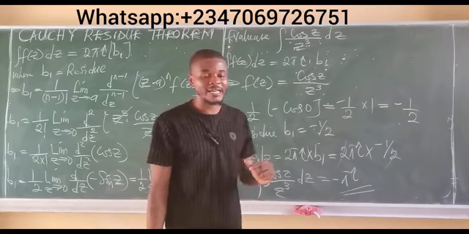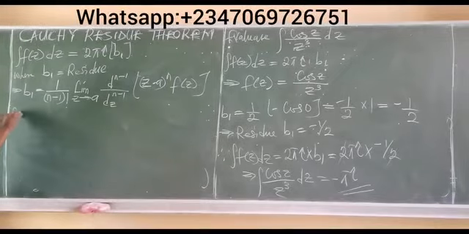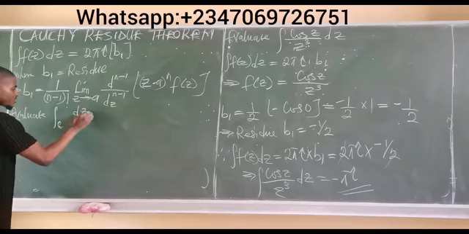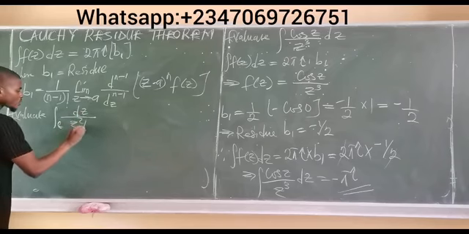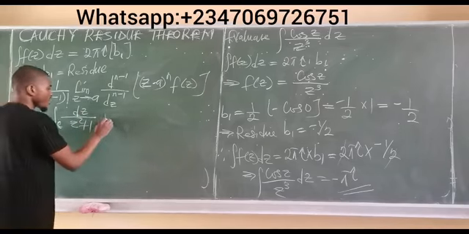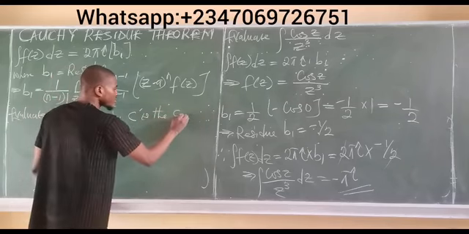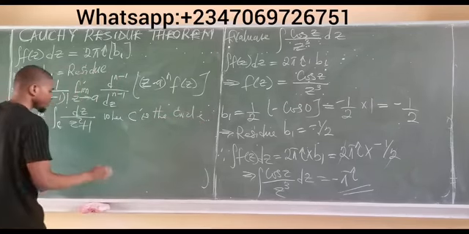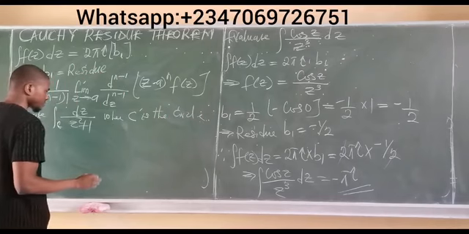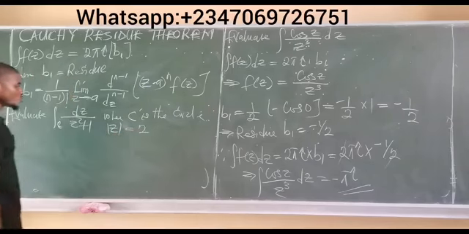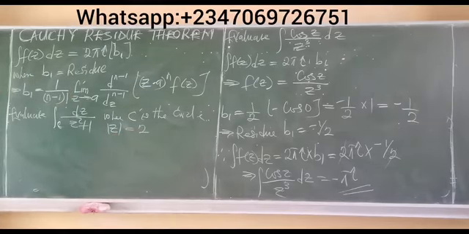Okay, let's pick one more example before we wrap it up on this video. So let's say we are given to evaluate the integral around the contour C of the function z over z squared plus 1, where C is the circle |z| equals 2. Let's say we are given to evaluate this integral.